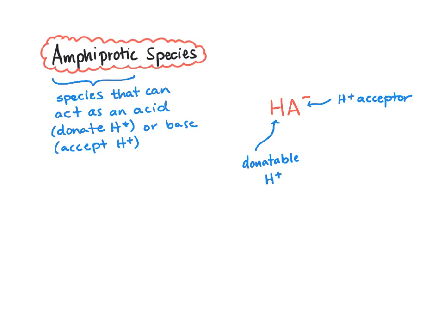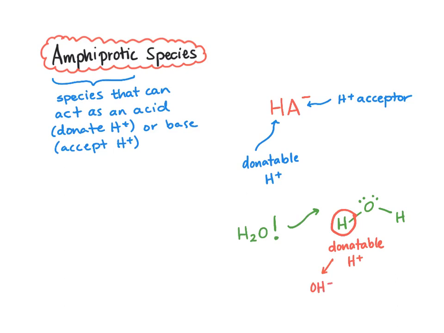The one exception to this in your acid-base table is water. Water is amphiprotic, and the reason is we have this structure with 2 lone pairs of electrons. Within water, this hydrogen is a donatable hydrogen, so it can lose that hydrogen to form OH-. This lone pair is a proton acceptor, so it can form a bond with a hydrogen ion, and there we would form H3O+.